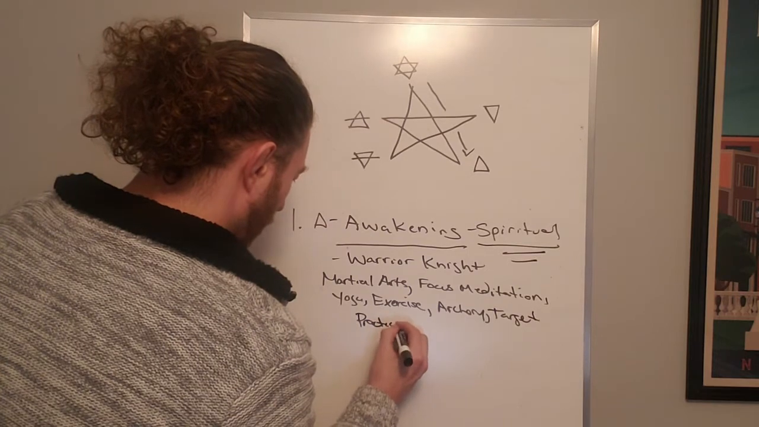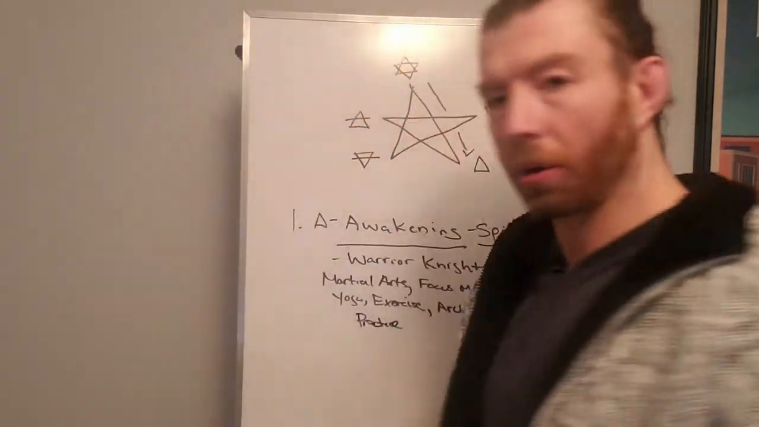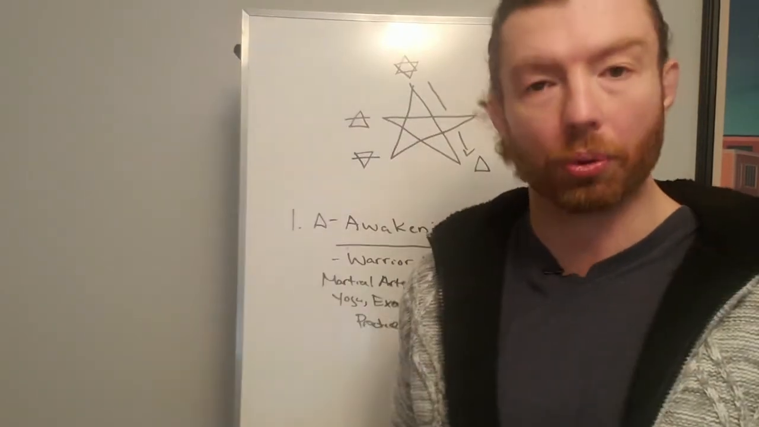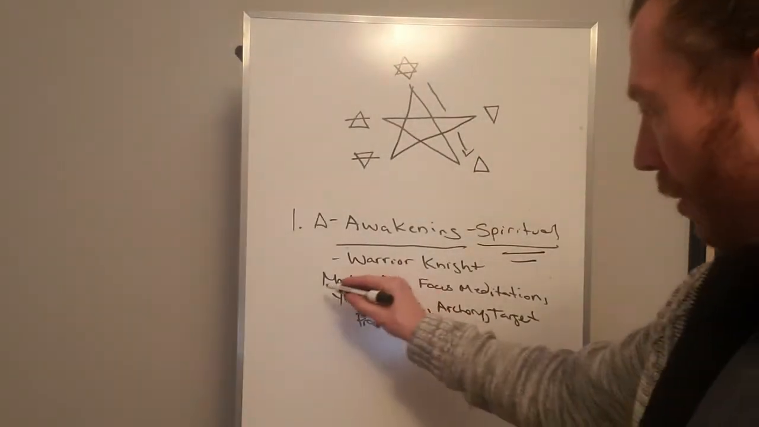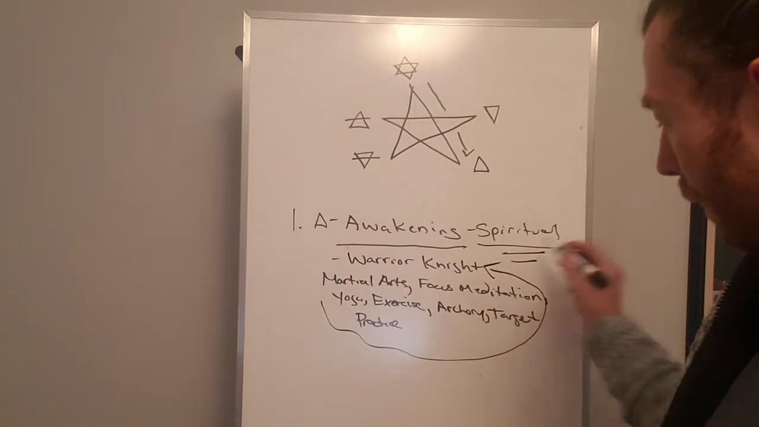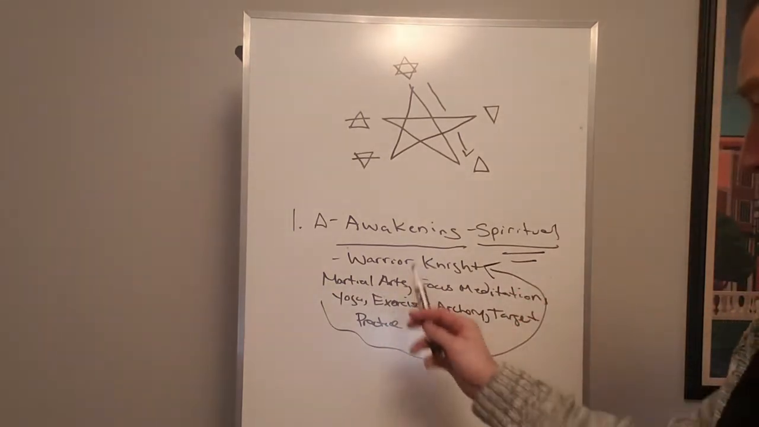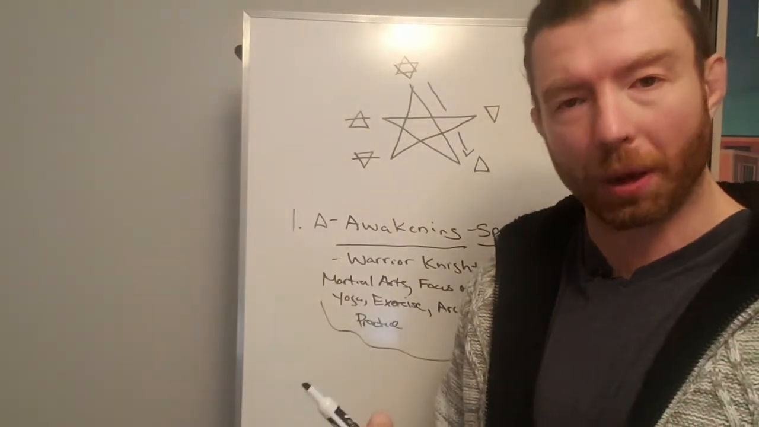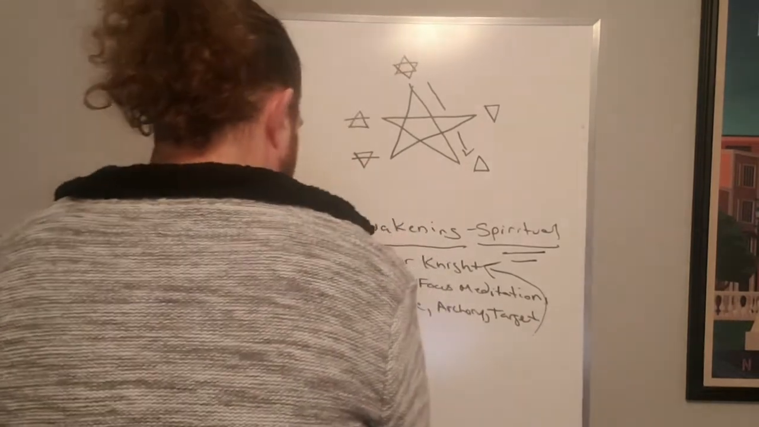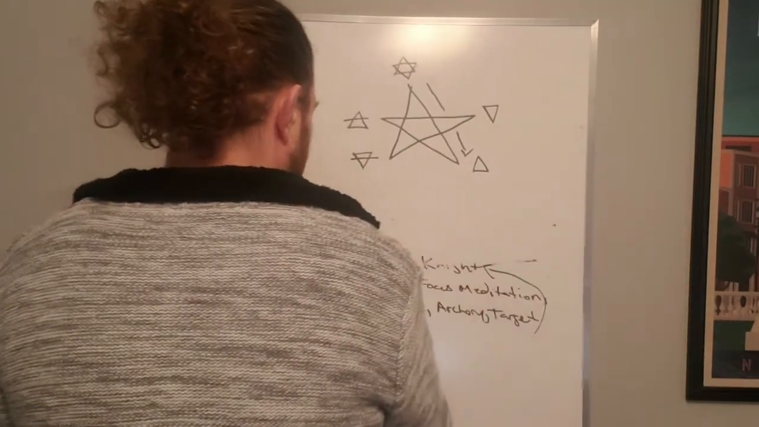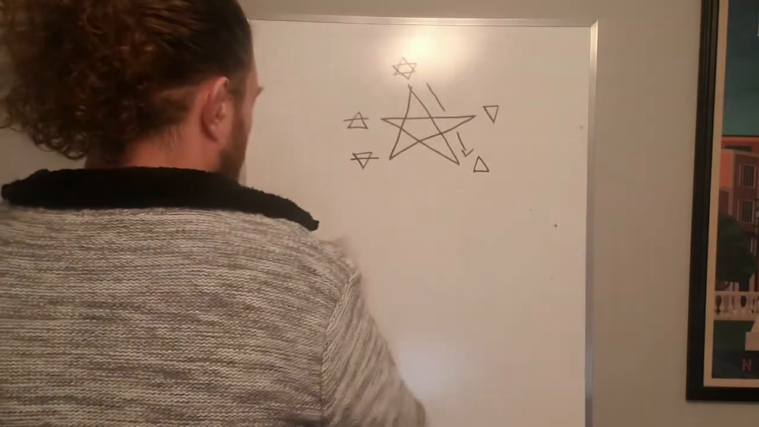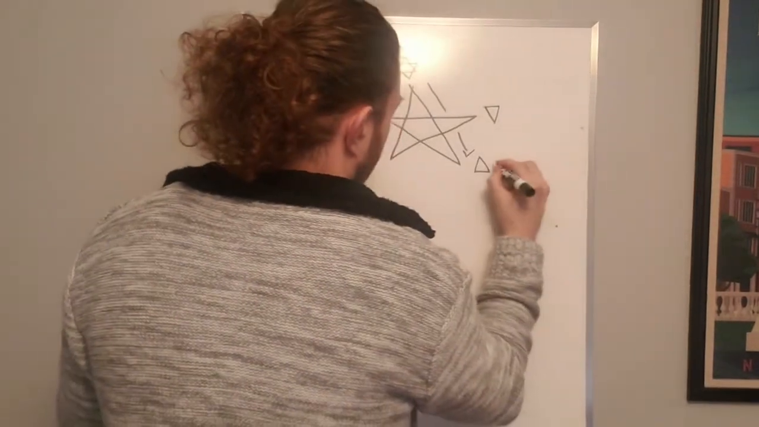Again, if we imagine that our spiritual body is like a muscle, like an operating system that has to be tuned, then these practices will help us develop our warrior knight. Martial arts, focus meditation, yoga, exercise, archery, target practice, they help us develop our will. They help us develop our mental strength, our spiritual strength. So that's a basic idea of the first stage of ascension, which is the awakening stage.